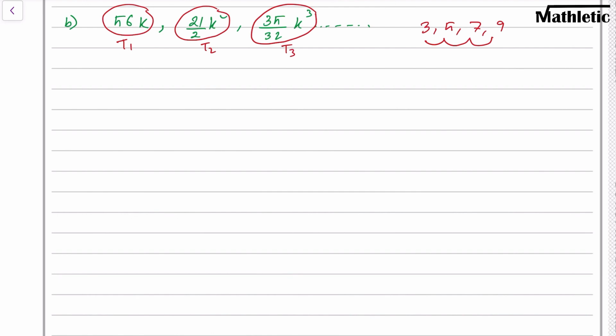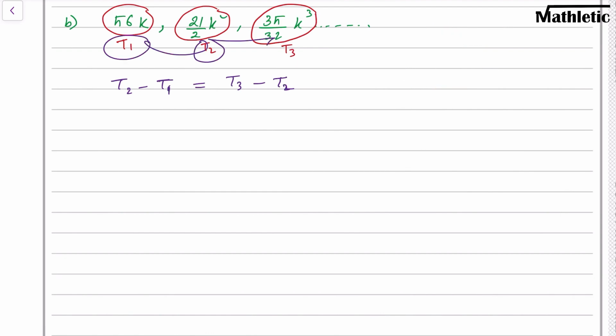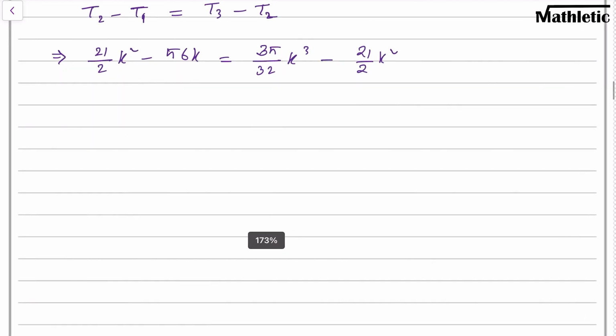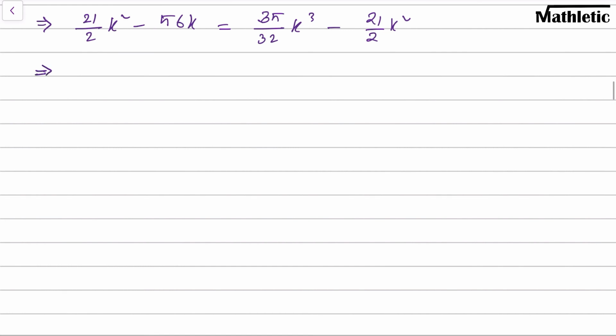So it means if you select the difference between these two terms, as in T2 minus T1, you get the common difference. If you select the difference between the third and the second term, you still get the difference of 2, right? So from here, the formula is T2 minus T1 = T3 minus T2. So now I will just replace this T1, T2 and T3. So next I will just simplify this.